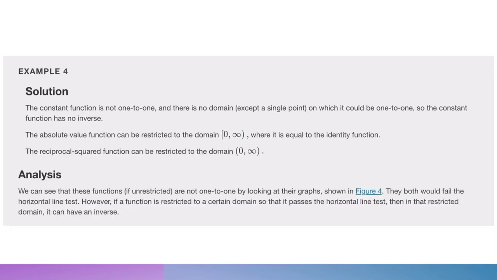Let's see, how do we do? The constant function is not one-to-one. There is no domain except a single point. The absolute value function, oh, we forgot to restrict. Well, that's fine. If we restrict it to the half interval from 0 to infinity, that would remove the left half and only keep the right, and then it would pass the horizontal line test. And the reciprocal squared, something similar. To remove the left hand side, we restrict the domain to the open interval from 0 to infinity, and that would remove the left hand side and only keep the right.